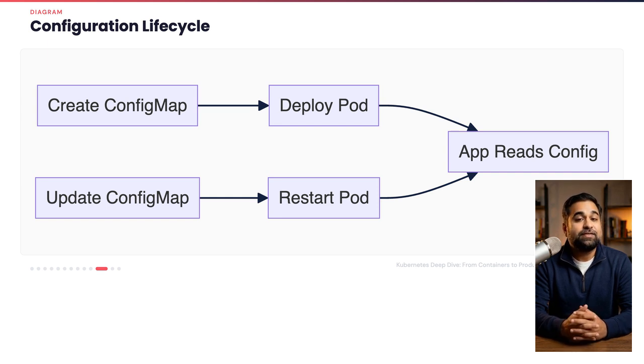Second, you learned the difference between config maps and secrets and when to use each. Config maps for non sensitive data, secrets for sensitive data. And critically, you learned that Kubernetes secrets are base 64 encoded, not encrypted. For truly sensitive data, use external secret managers. Third, you learned two ways to inject configuration, environment variables for simple values, and mounted files for complex configuration. Environment variables require a restart to pick up changes, but mounted files update automatically.